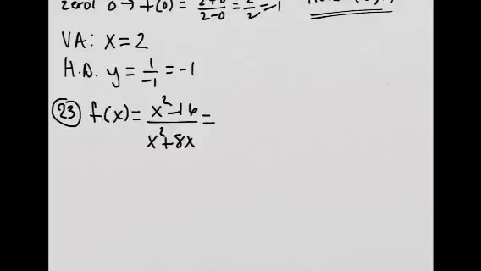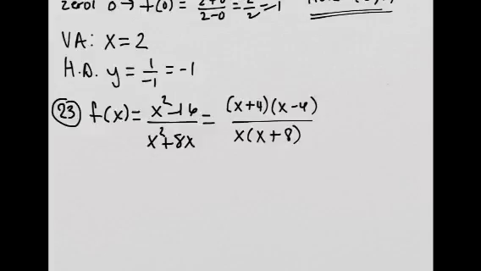For 23, we're going to factor the difference of squares in the numerator. In the denominator, we just factor out an x. Notice that none of the factors cancel. Nothing cancels here. So what does that mean? It means that there are no holes, because no factor canceled in this problem.